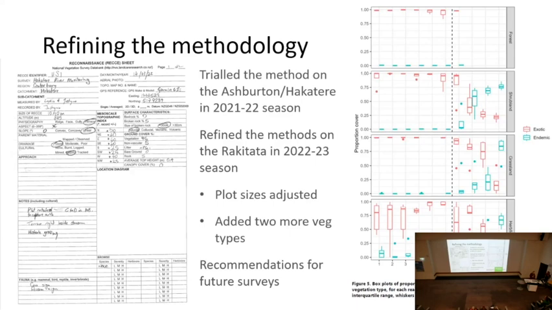The following year we did the Rangitata, and there were a few refinements to the methodology based on the feedback from the field teams, which included adjusting some of the plot sizes. So I think the shrubland went from a 10 by 10 to a 5 by 5 to make it more doable. We added 2 more vegetation types, which were the vineland and the moss field.